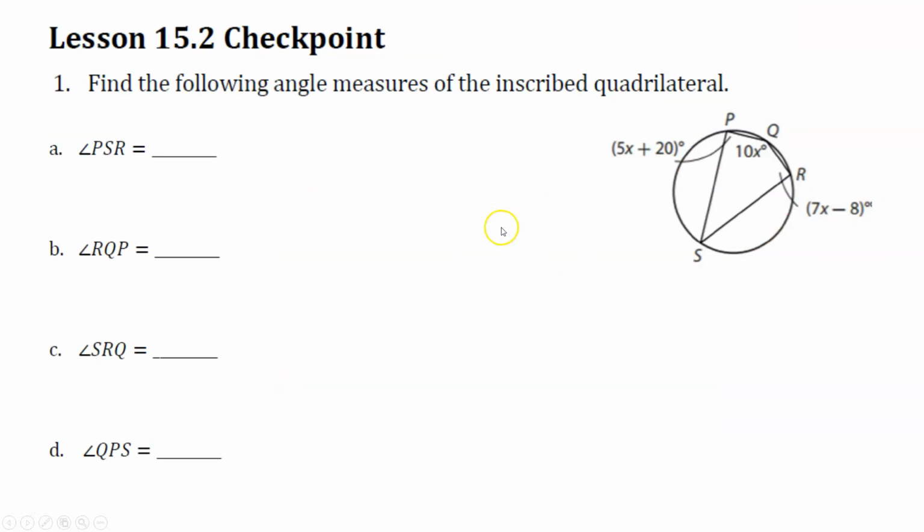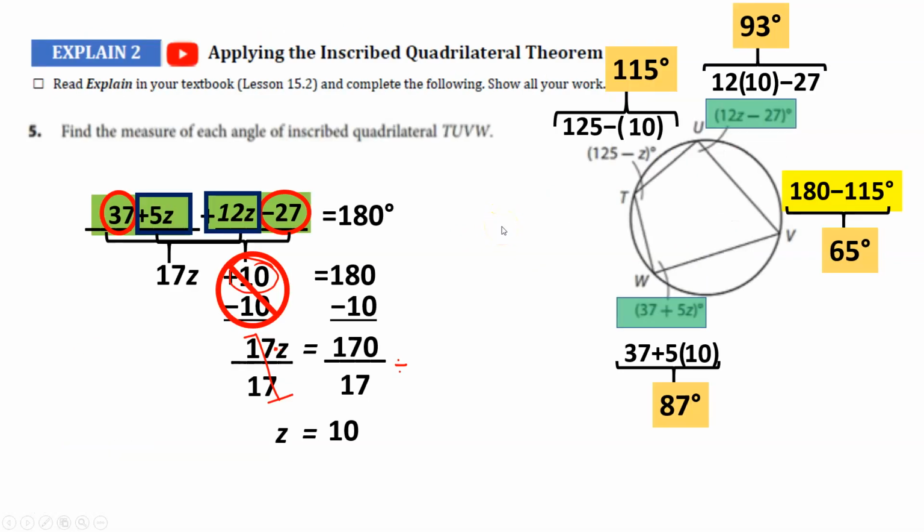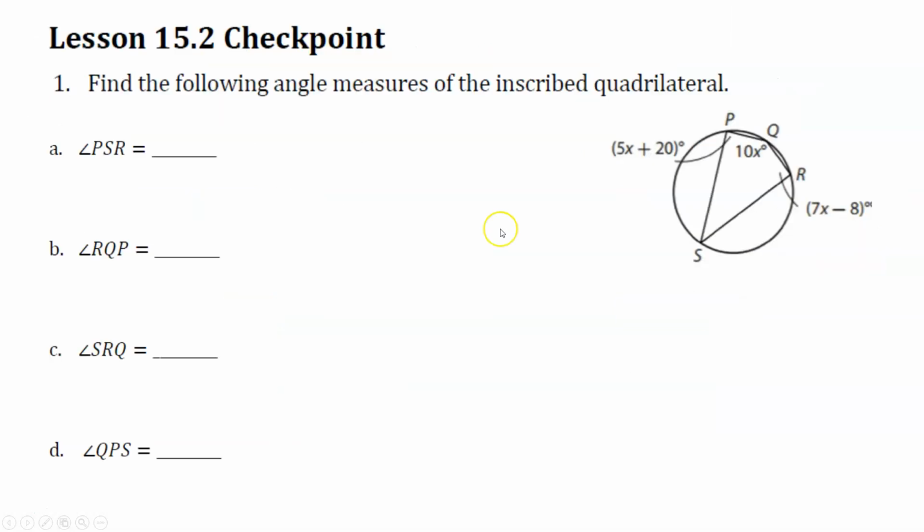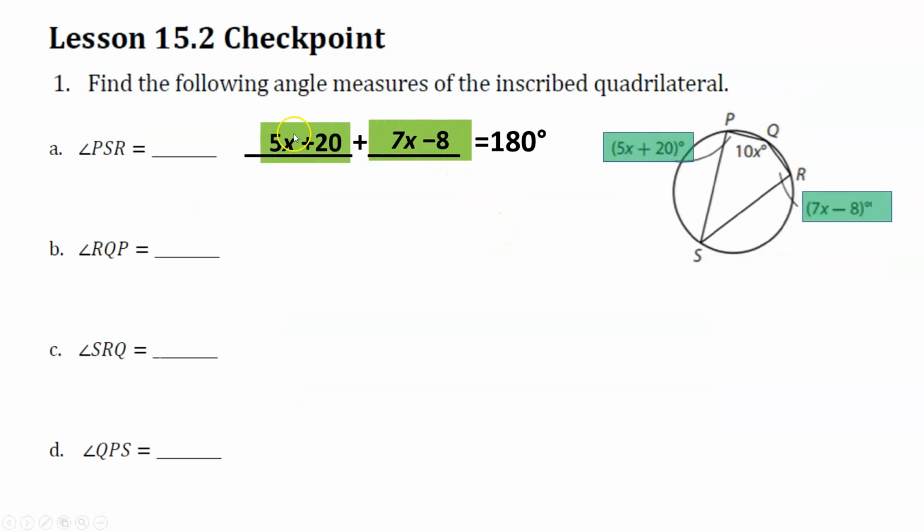So notice that checkpoint problem is very much like the explain to problem for number 5 that we just did. So again, we're going to set up our equation where 5x plus 20 plus 7x minus 8 equals 180. Take a moment right now and add what's 5x plus 7x. 12x. What's 20 take away 8? Also 12. Bring down the equals 180.